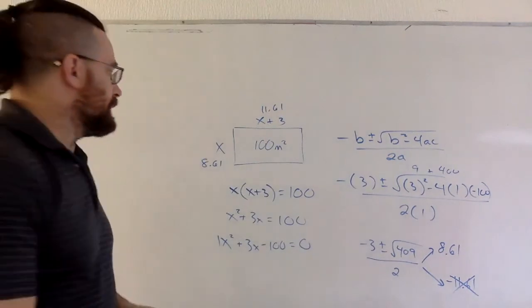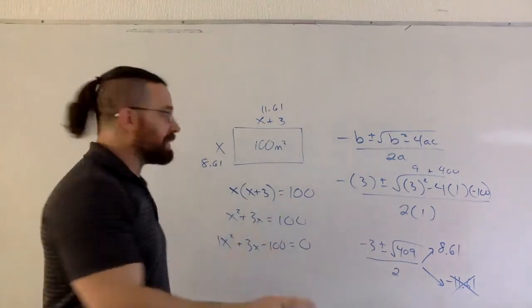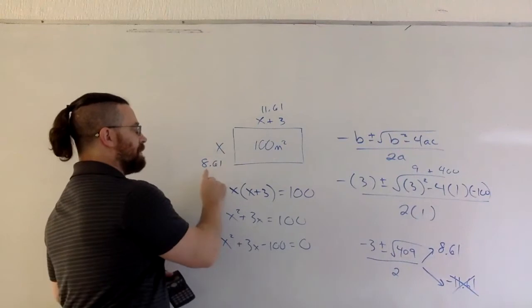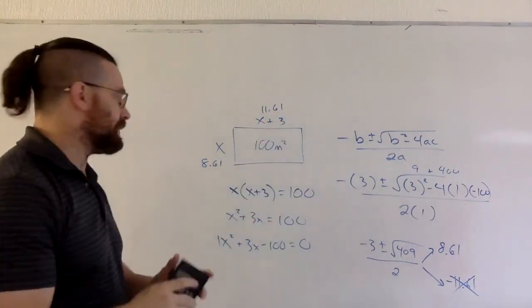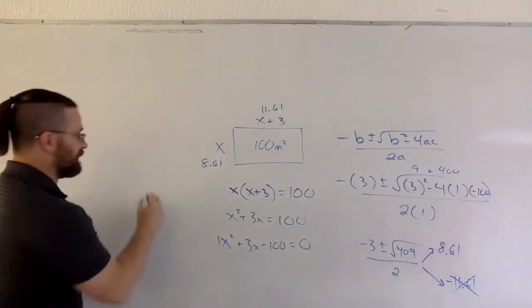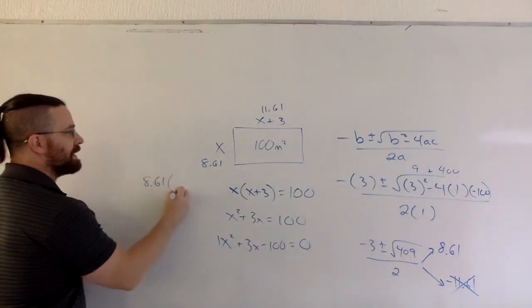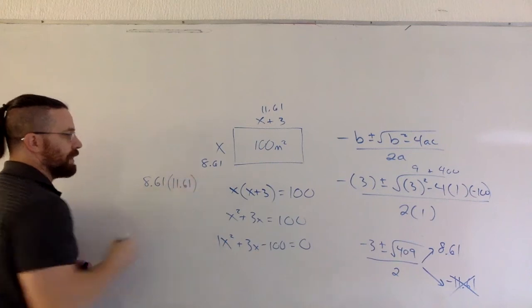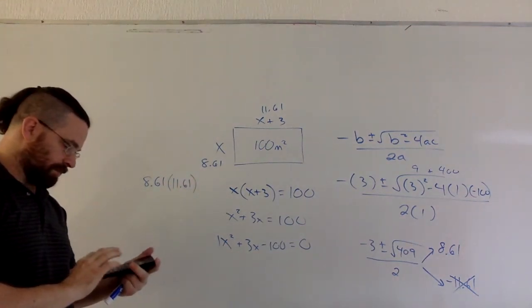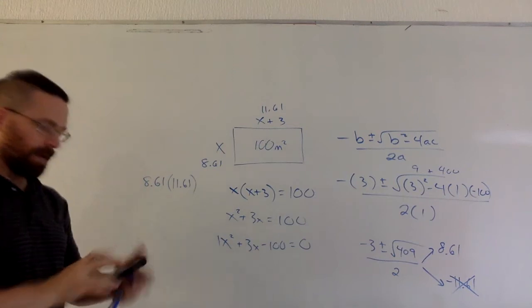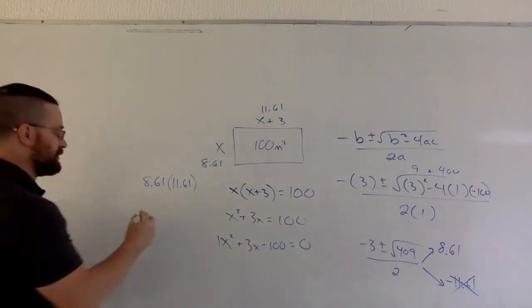Now, just to double check to make sure that these side lengths are going to work. If I multiply this number times this number, I should get something that's really close to 100. So let's check it. If I do 8.61 times 11.61, I get 99.9621.